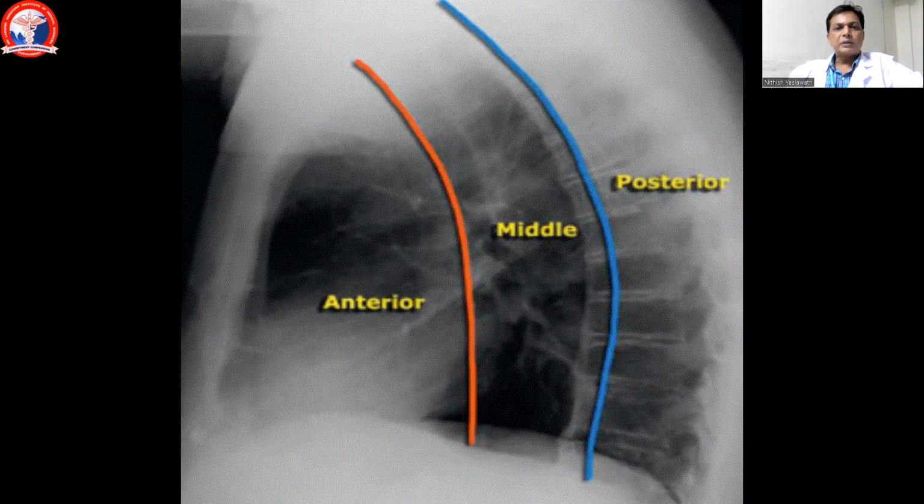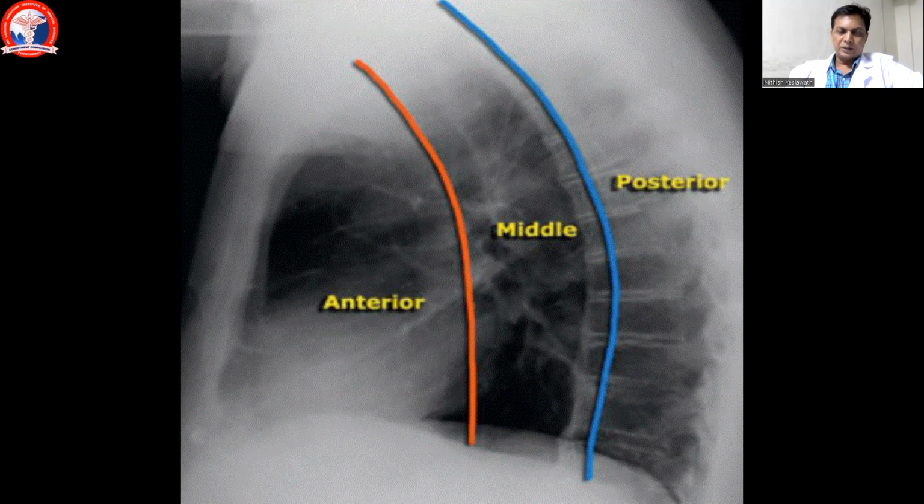Mediastinum is divided into three parts: anterior mediastinum, middle mediastinum, and posterior mediastinum. The anterior mediastinum is anterior to the anterior wall of trachea and posterior wall of heart.